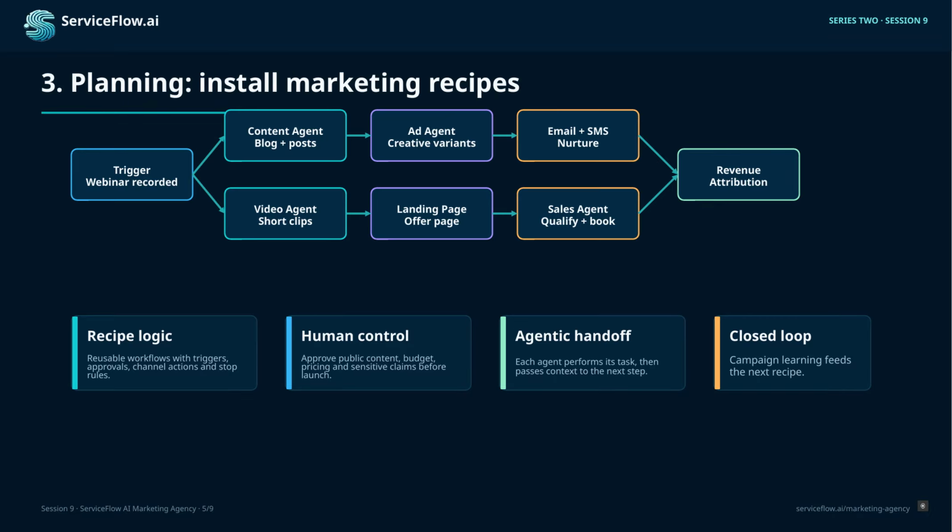Scene 5. Planning becomes execution through marketing recipes. A recipe is a reusable workflow with triggers, conditions, approvals, actions, and stop rules. For example, one webinar can generate a blog, short videos, social posts, ads, a landing page, email reminders, SMS follow-up, and a sales agent knowledge base.